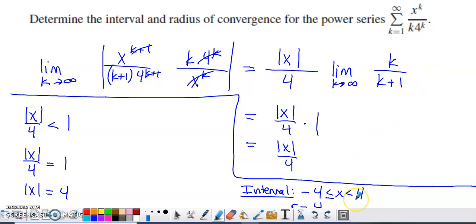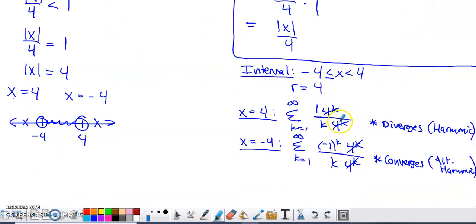You already see the answer, so we're going to end up with a series that diverges when we put 4 in, and here's why. I put 4 here. 4 to the k divided by k times 4 to the k. The 4 to the k's are going to cancel, and what we're left with right here, that's the harmonic series. Harmonic series diverges. We know we don't converge at 4, which is why you see I did not include the upper value within that interval.